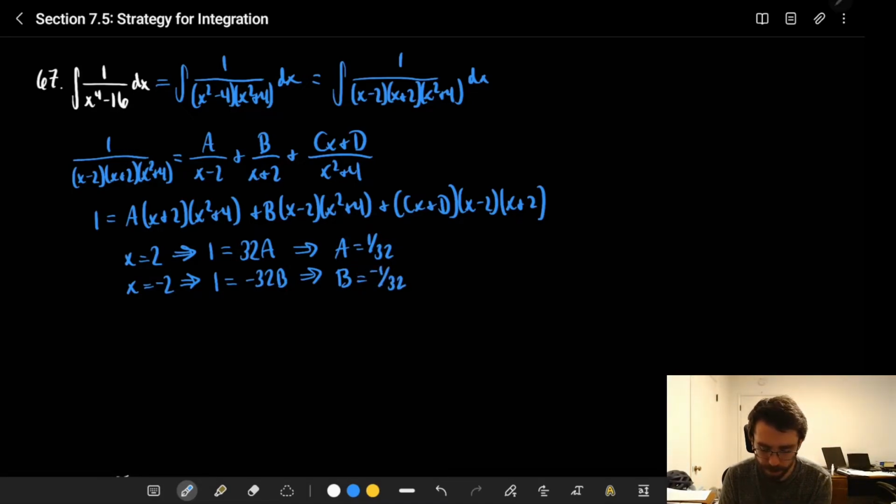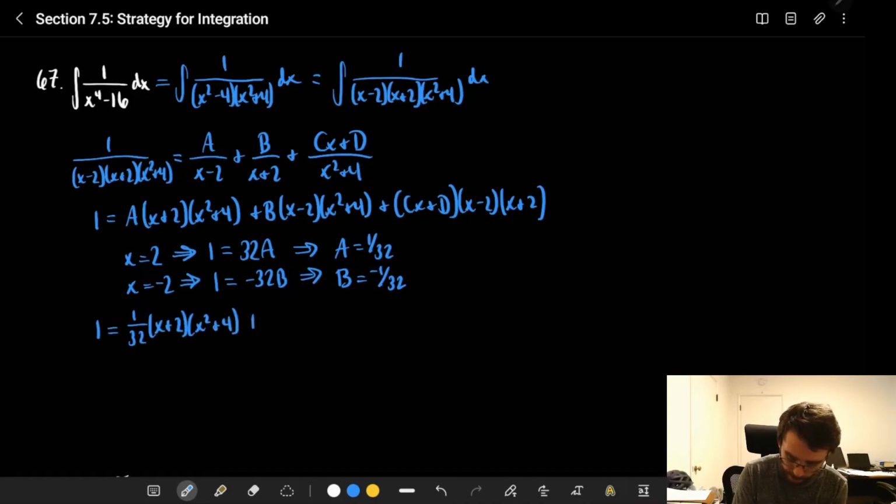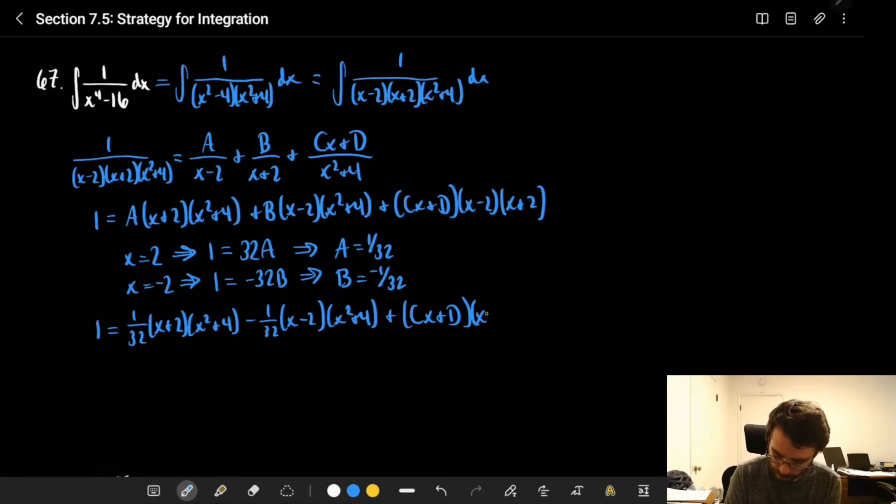I think that those are the only ones I'll figure out that way. So let's rewrite this now. 1 equals, we know some coefficients. Use 1 over 32 for A. B is minus 1 over 32, so we'll use that. And then we don't know C and D yet, but we can figure them out. Don't worry.